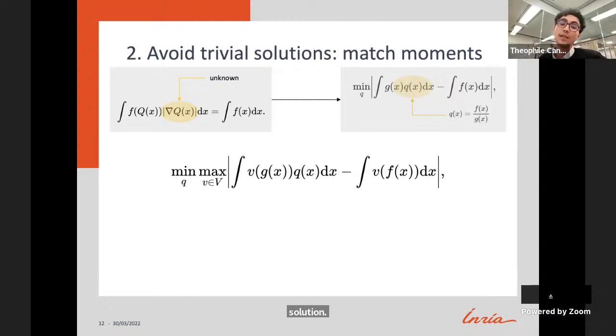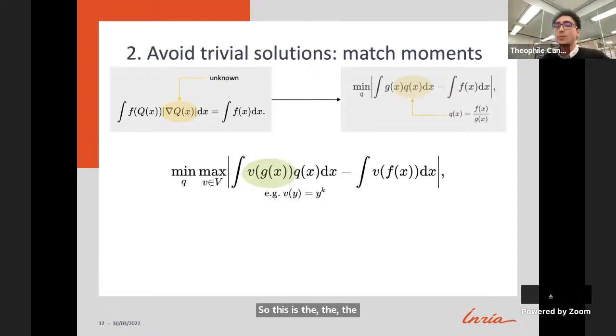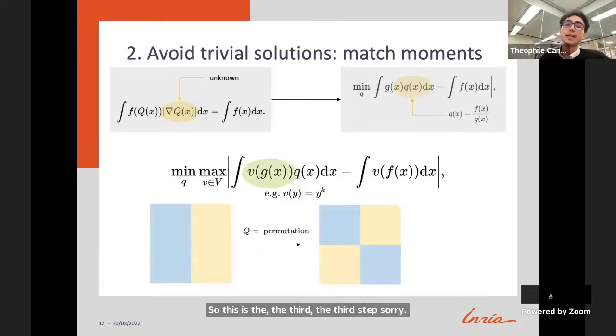Will still yield 0. And so what we'd like to do is match all the moments, let's call them statistics or moments, of the images F and G. These can be, for example, all polynomials of the images. And in general, it'll be all functions from the output space Y to R that are in a family, let's say V, of elementary functions. So this is the third step. For example, we can take the monomials.